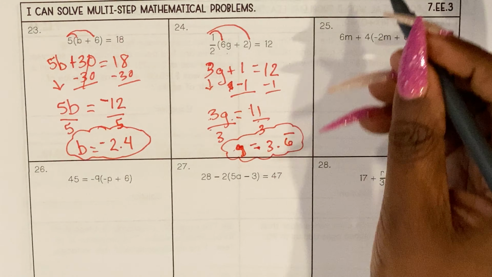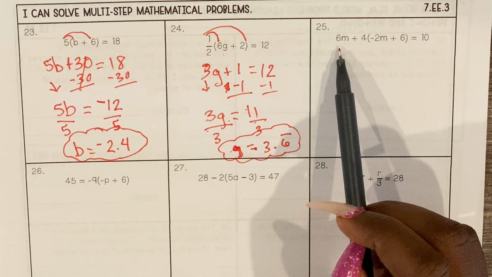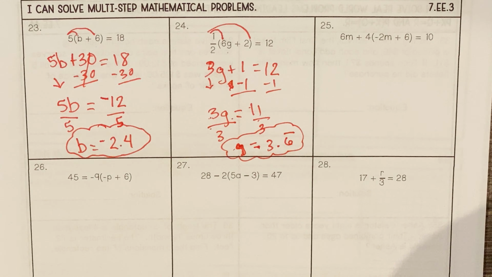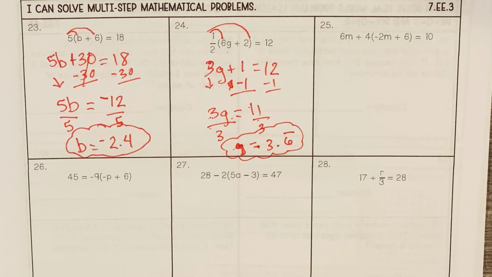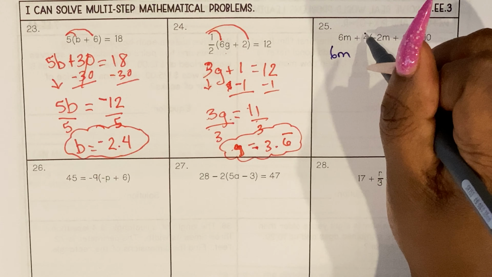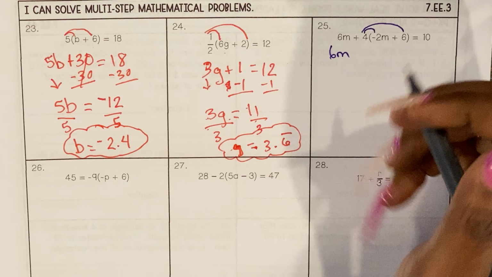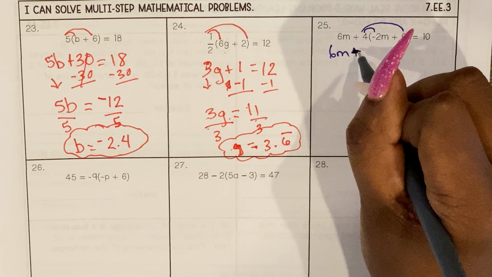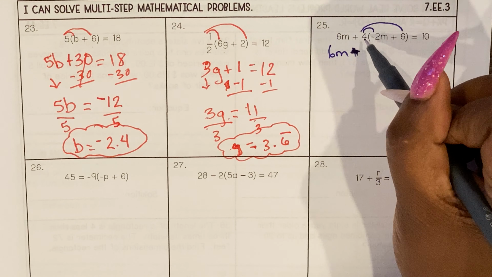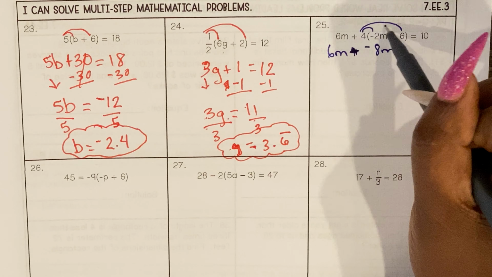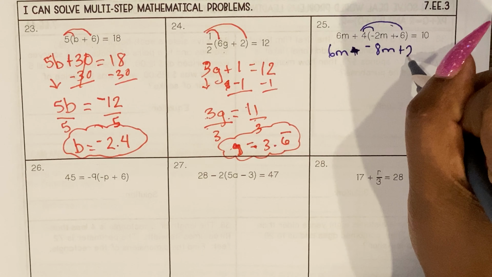Okay. Over here, since I cannot do anything with this yet, the only thing I'm going to do is bring that down. So I'm going to change colors for a minute. I'm going to bring down my 6m because I did not use it and I cannot use it. This is where I distribute. I have 4, I'll just put plus negative. I have 4 times a negative 2, which is a negative 8m. And then I have 4 times 6, which is 24.